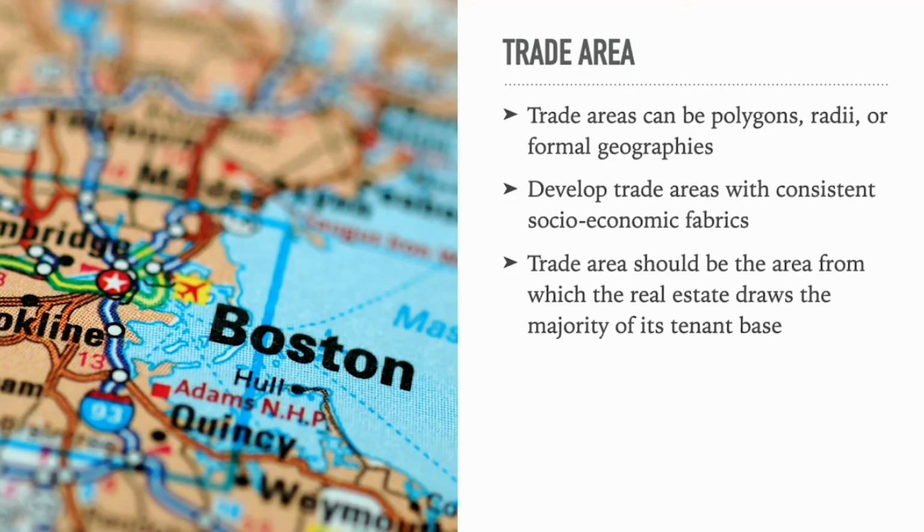Radii would be those circles around a subject property. So you might say like a 135 mile radius. So you could look at that and pull your comps from within that area. Or you might use a polygon.